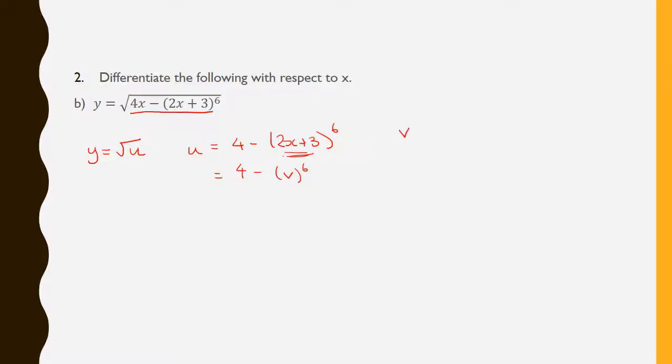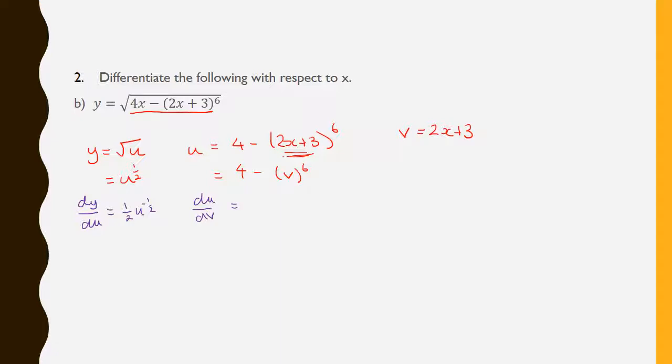So I'm setting another variable, v, to the power of 6. And that means that v is equal to that part inside, 2x plus 3. Our u here we can write as u to the power of half. We need to write powers rather than square root signs to be able to differentiate effectively. Okay, so we're ready to differentiate. I differentiate y in terms of u. Multiply by the power, subtract 1 from the power. I multiply u with respect to v.